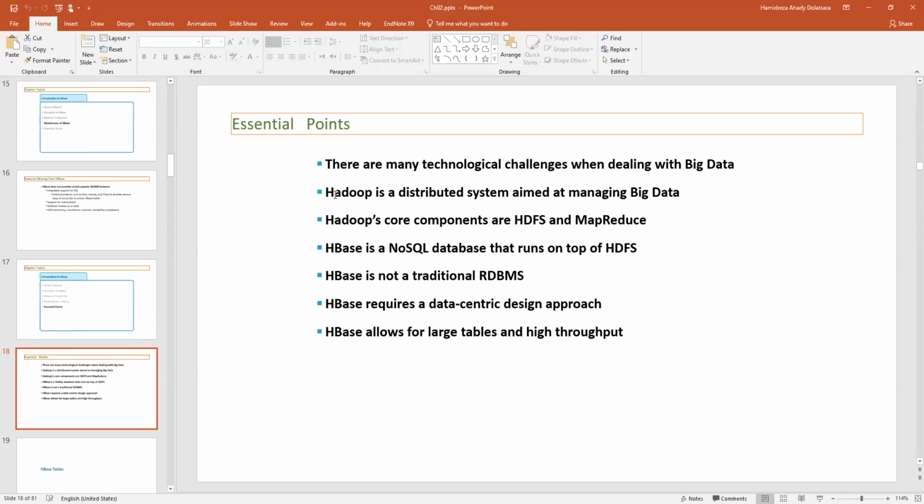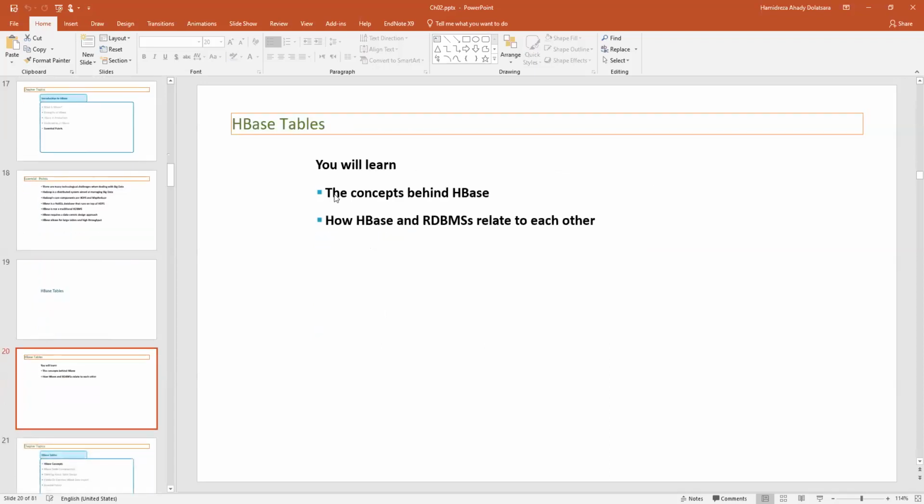Core components of Hadoop are HDFS, the Hadoop Distributed File System, and the MapReduce methodology. HBase is a NoSQL database that runs on top of HDFS, unlike traditional relational database management systems. It allows for large tables and high throughput. As a summary, HBase can handle large data sets, which is not possible with SQL-based data systems.